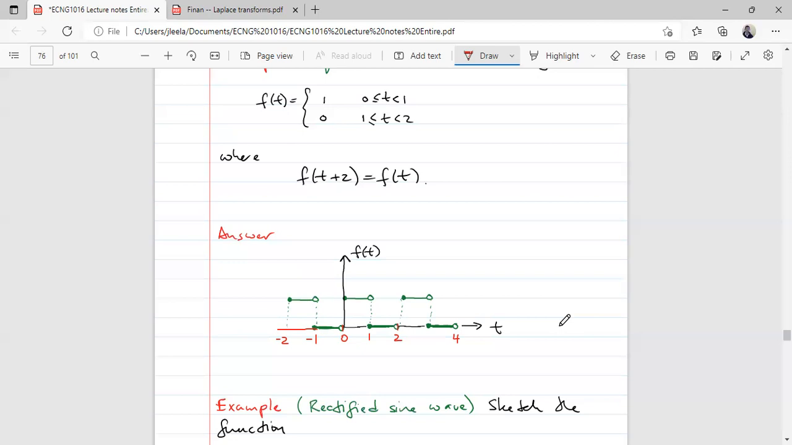A lot of times in exams, you might be given a periodic function and asked to sketch it for at least 2 periods. When I say at least 2 periods, this is just one period here, and then this is another period here. So that would be at least 2. At least 2 means 2 or more. And if you do a third one, no harm in that, because 3 is more than 2.